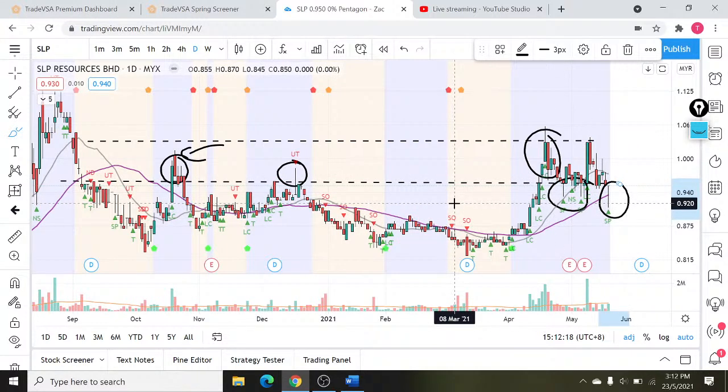Okay, Arme Rosalind asks, if the confirmation comes 2 or 3 days later, is it still valid? Yes, still valid for me, Jimmy. Sometimes, due to market condition, it doesn't mean that the confirmation has to come immediately on the next day.